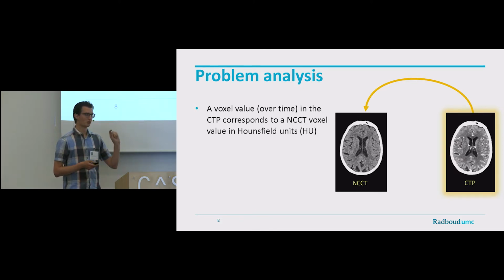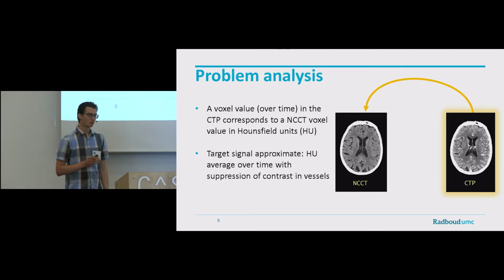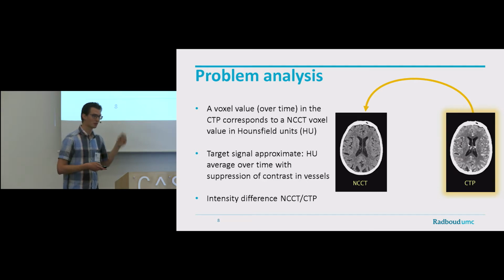However, there is a difference in the kernels being used to get to these images, and that's something that we typically see. But a good approximation would be that one voxel in the non-contrast CT roughly corresponds to an average over time in the CTP signal minus the vessels. So that's already a pretty good estimate of what you want to achieve. However, as I mentioned, there are some differences. This is the ideal case, of course.